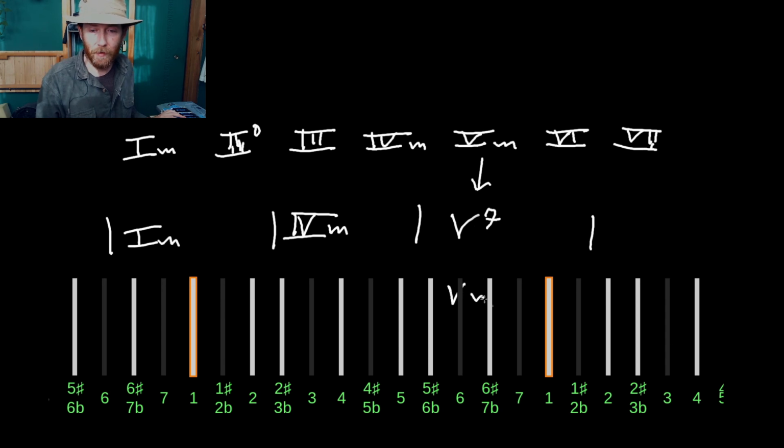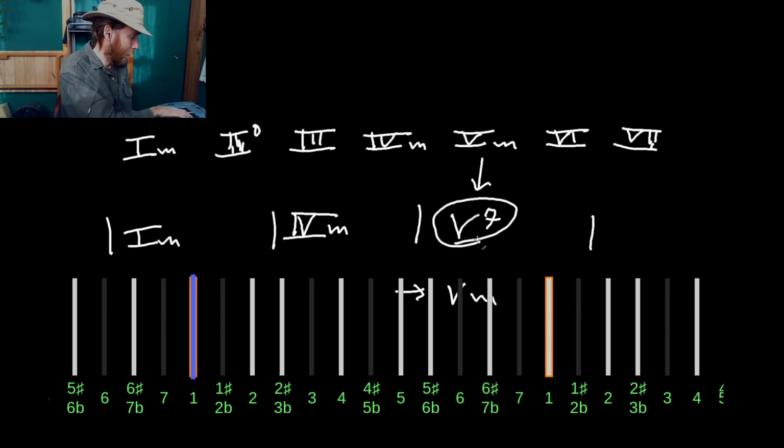First I'll play this 5 minor here. It sounds like this. Here's the 1 minor, 4 minor, and then the 5 minor, right? I'll do that again. 1 minor, 4 minor, 5 minor. Now I'm going to switch to the sometimes more common major chord, the 5-7.